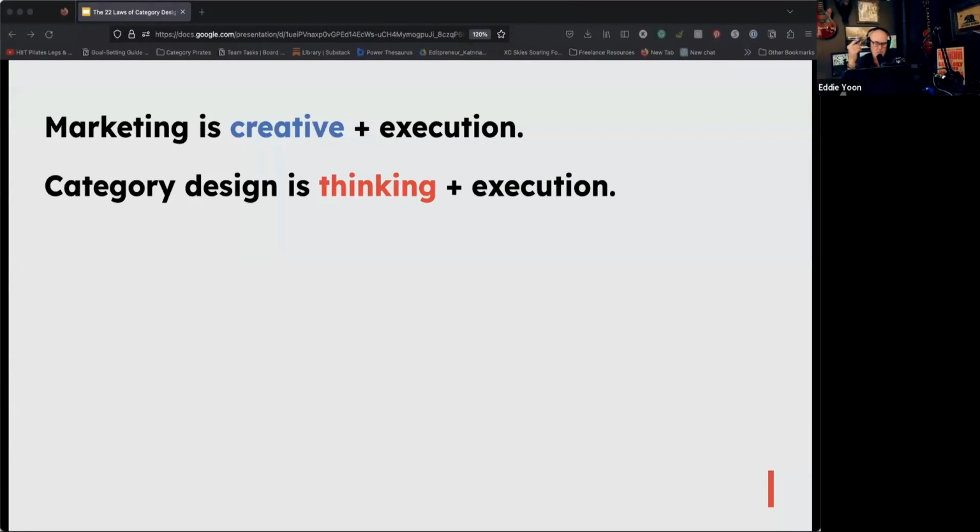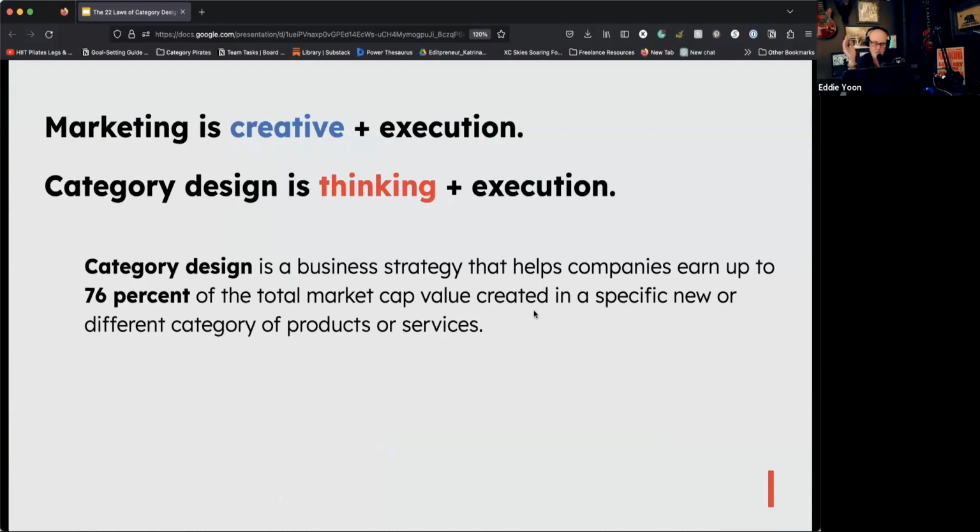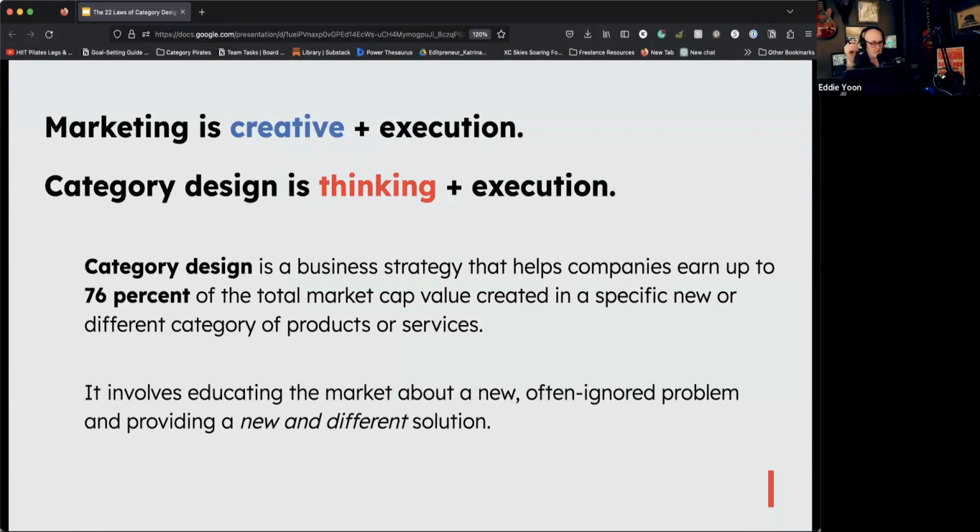The companies that design and dominate their own market categories in the tech world earn 76% of the market value of their whole space. We've done extensive research on Fortune 500, S&P 500 companies. And the bottom line is the ones that are category designers are valued between 4 and 5x comparable fast-growing companies.